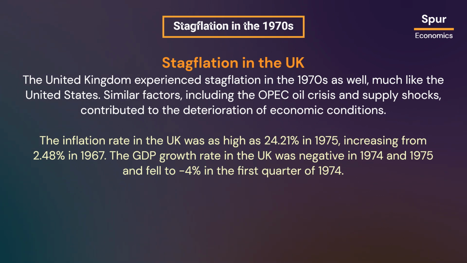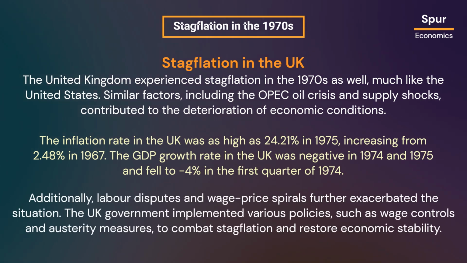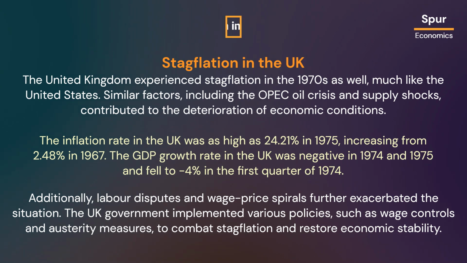The GDP growth rate in the UK was negative in 1974 and 1975 and fell to -4% in the first quarter of 1974. Additionally, labor disputes and wage price spirals further exacerbated the situation. The UK government implemented various policies, such as wage controls and austerity measures, to combat stagflation and restore economic stability.